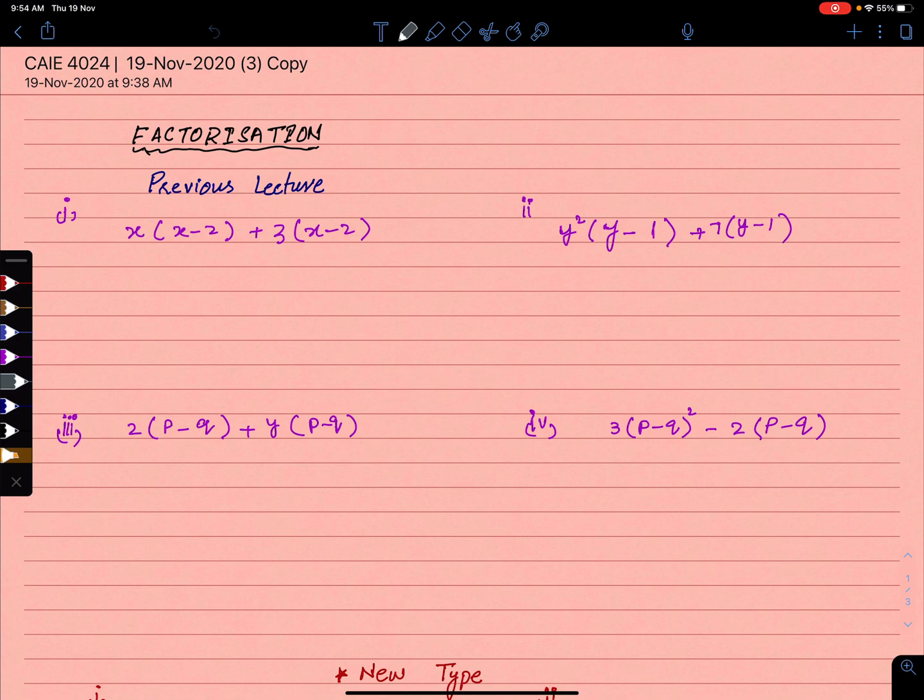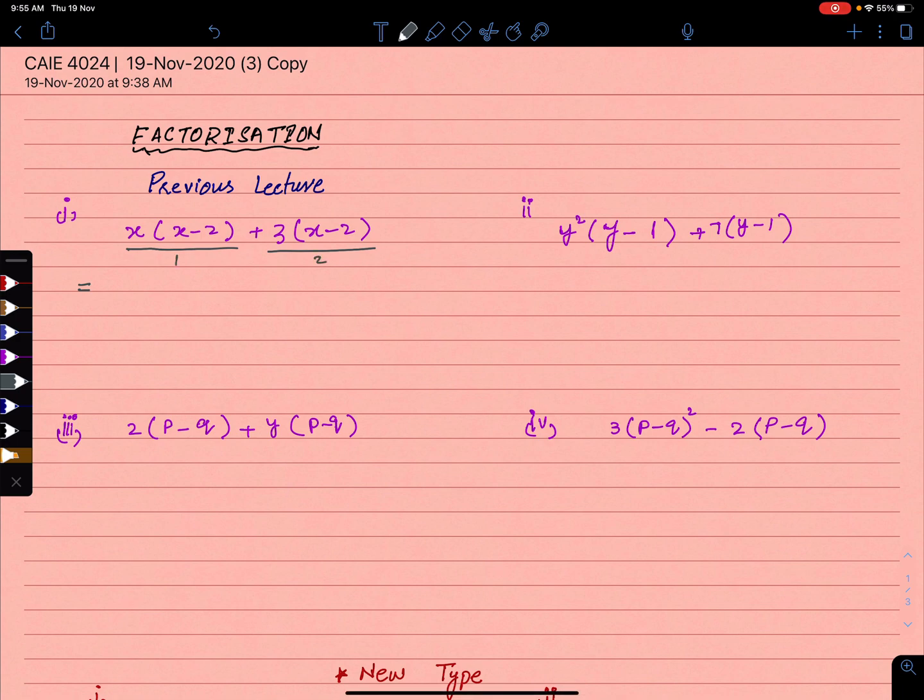So, in this lecture, first of all, we discuss the type which we discussed in the previous lecture of factorization. If we have a term like x into x minus 2 and 3 into x minus 2, then how do we factorize it, or how do we take common? So first look at this. In this lecture I am going to take a common directly, because we know that x minus 2 is a common factor in these two terms. This is number 1 and this is number 2.